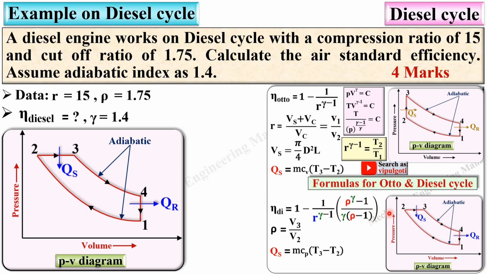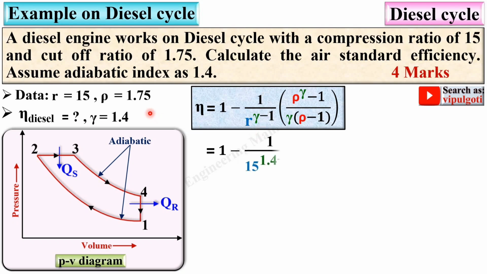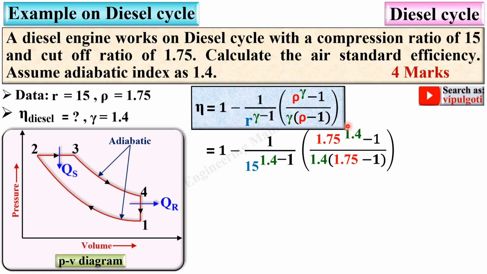So it is really very simple problem, my dear friend. Simply you have to put this equation. So I am going to use this equation for the efficiency of diesel cycle. Now put the value over here. So 1 minus as it is, 1 upon r, 15, gamma is also given to you, in bracket rho, that is actually the cutoff ratio, that is also given to you as 1.75. Gamma 1.4, again gamma 1.4, in bracket rho, means 1.75 minus 1.